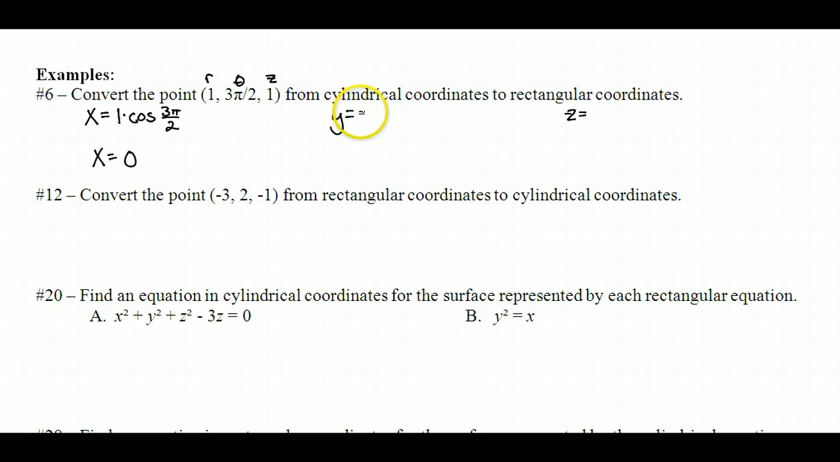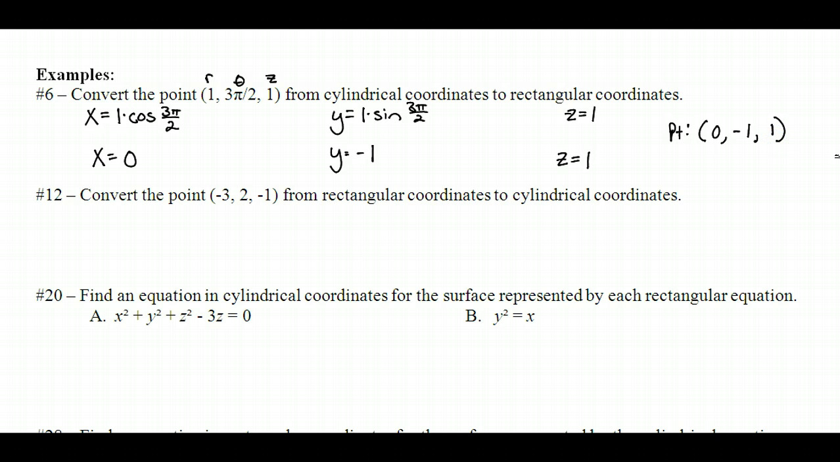y is r sine theta, so it's 1 times sine of our theta value, 3 pi over 2. Sine of 3 pi over 2 is negative 1. So negative 1 times 1, we get negative 1 for an answer. And then z, remember, was just equal to z. So z is still just equal to 1. So now our point in rectangular would be 0, negative 1, 1.